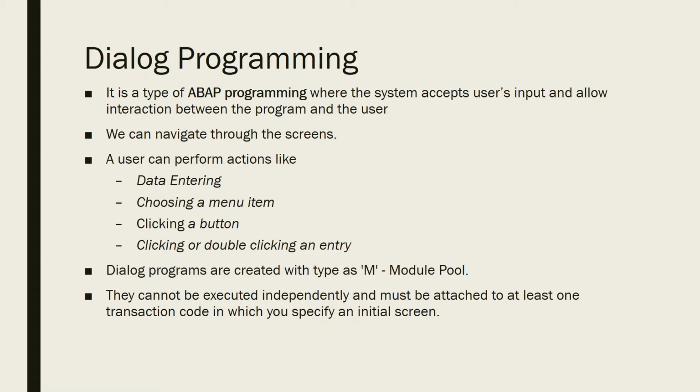A user can also perform actions in the selection screen like entering data, choosing a menu type, clicking a button, clicking or double clicking an entry in the selection screen. Dialog programs are always created as type M, that is module pool. They can be executed independently and they must be attached to at least one transaction code in which we specify an initial screen.